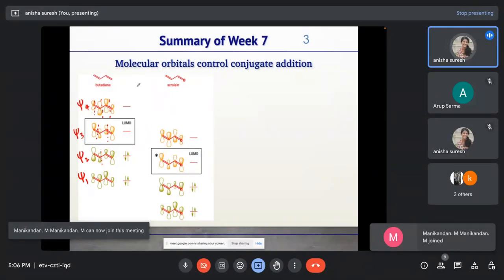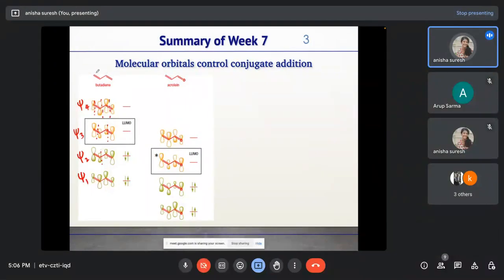So we know that in case of butadiene, there are 4 pi electrons. So this will be 2, this will be 2. So they will fill the psi 1 and psi 2 orbitals. So psi 2 will be known as the HOMO, which is the highest occupied molecular orbital. And psi 3 will be known as the LUMO, which is the lowest unoccupied molecular orbital.